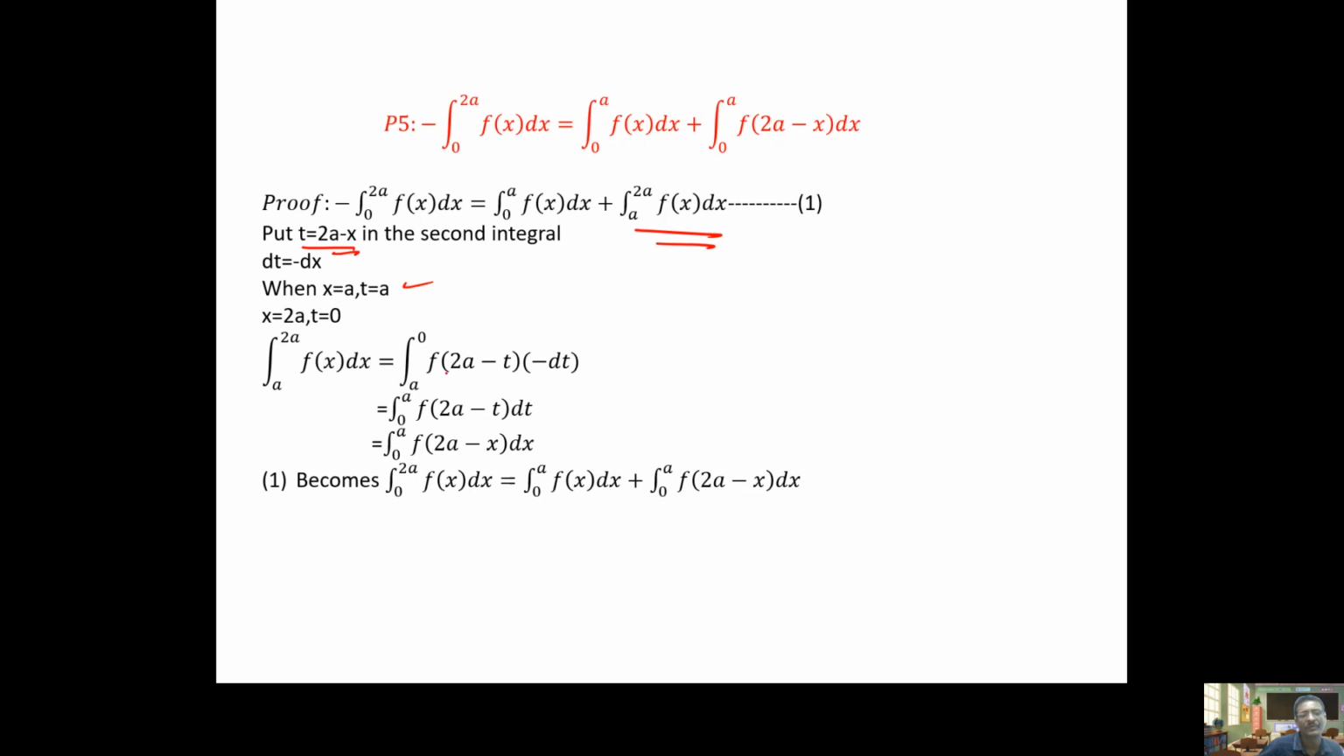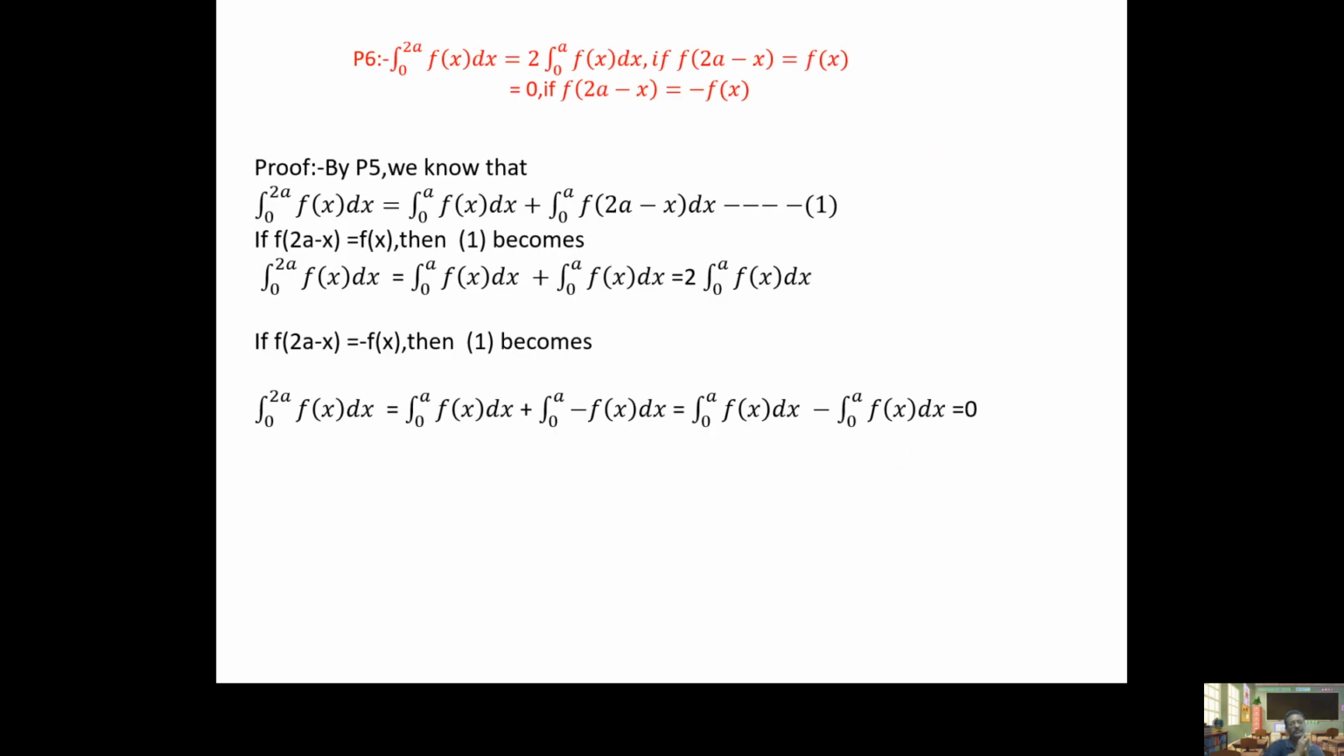So integral a to 2a f of x dx is equal to integral a to 0 f of 2a minus t into minus dt. Because of this minus, a to 0 becomes 0 to a f of 2a minus t dt, and integral 0 to a f of 2a minus t dt is integral 0 to a f of 2a minus x dx. So integral 0 to 2a f of x dx is equal to integral 0 to a f of x dx, and instead of a to 2a f of x dx, we can write integral 0 to a f of 2a minus x dx. This is the answer.